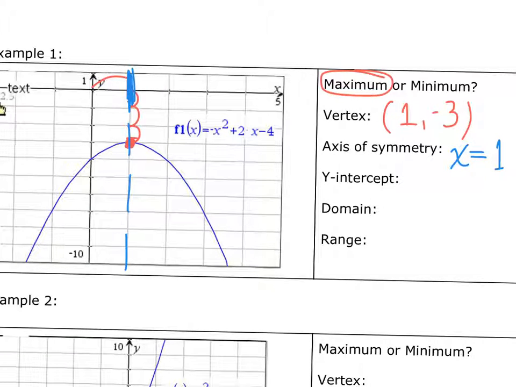All right. The y-intercept, where does this graph cross the y-axis? -4. So do I write just -4? No. What's that x value? 0, because it's right in the middle, right? And we go down 4, so that's -4.